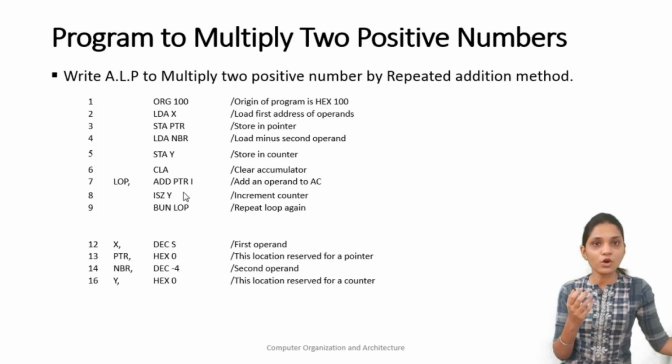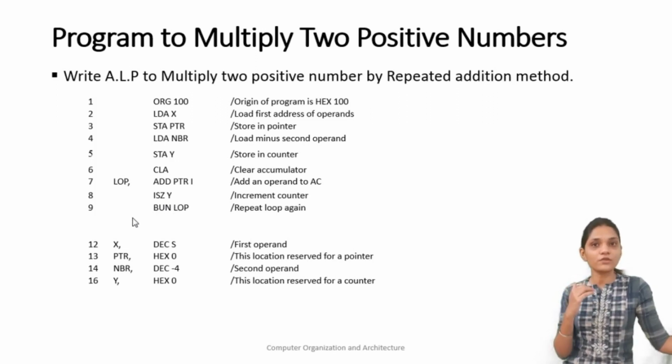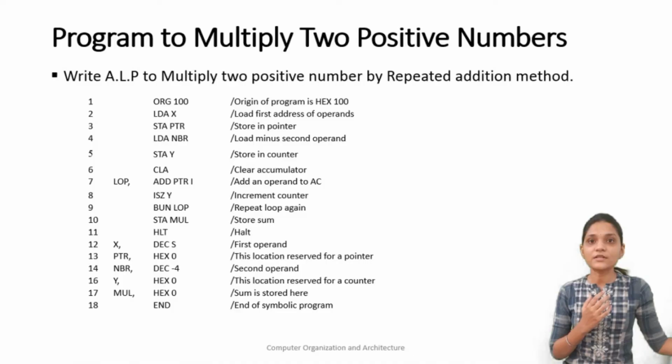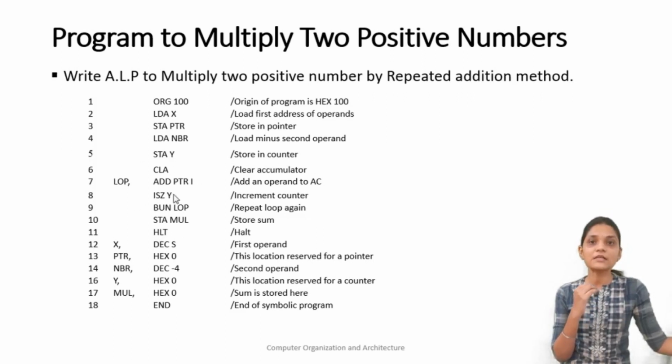Okay, and then you can use this instruction ISZ Y. If your counter is not 0, then you have to branch to the loop. If your counter is 0, then the next to next instruction, whatever instruction we will write, is going to be executed. So after that we will use this STA instruction. After completing this loop, your multiplication result is going to be stored in the accumulator, and that you have to store at the MUL location. We will use the instruction STA MUL, that we have 0.